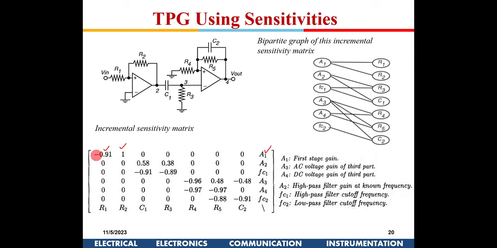That means this is the sensitivity, and why is this negative? If R1 increases, the gain at A1, the first stage gain, changes. Here we have V in and R2. If you see here, this is negative, this is positive. It only indicates that a negative change will affect the gain in one direction, whereas a positive change in here will affect the gain in the other direction. So the effect of R1 and R2 will be opposite in polarity.